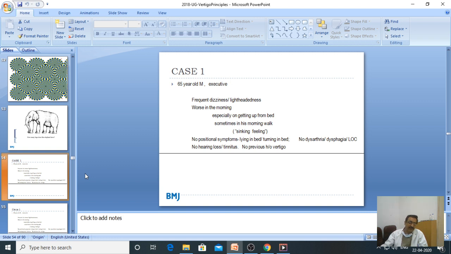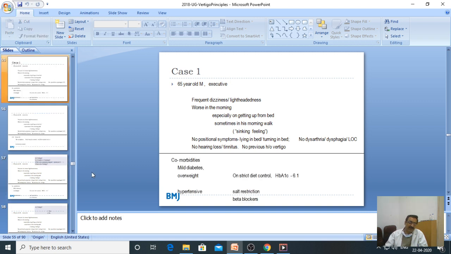Okay. He has a few comorbidities as they have when they are 65. So he has mild diabetes. He's quite, let us say, quite a type A personality. He's on strict diet control, he's losing weight, he's a bit overweight, and his diabetes is well controlled. He's hypertensive, he's on salt restriction, he's on beta blockers.